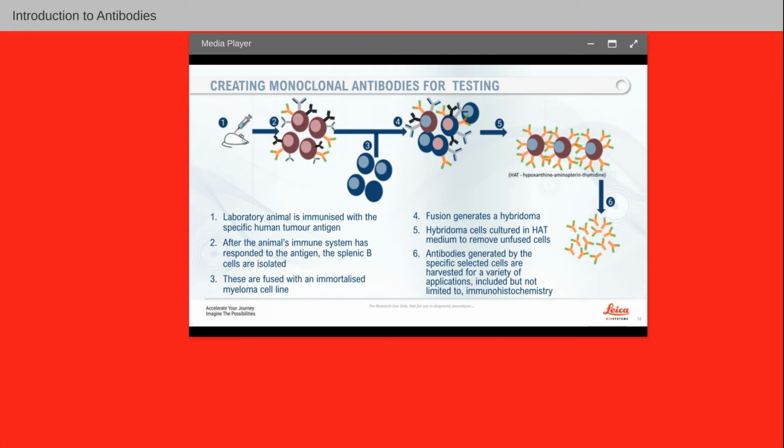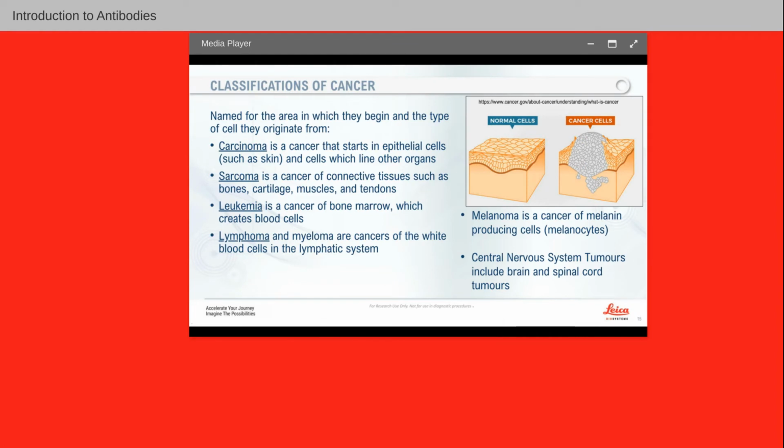It will be replicated, it will produce the specific monoclonal antibody that it was first raised against. It's a very complicated process, and I've shortened it down to like 6 very, very simplified steps, but you can appreciate it's not simple, but it is a very important process. So now we've made the antibodies, what are we going to do with them?